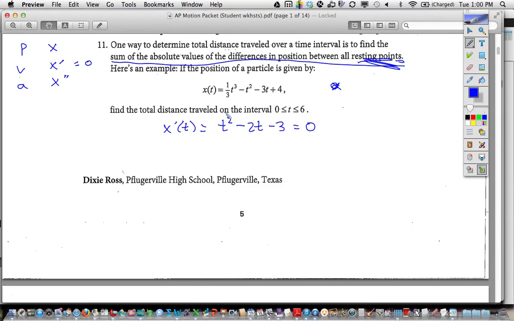Now, this might not have been the first thing some of you did. Some of you might have done some other things first. The order we do things here probably doesn't matter. All right, and this looks like an easy old factoring kind of thing: t minus 3 and t plus 1 equals 0, so t is 3 and negative 1. Negative 1 I could cross out because we're talking about t being from 0 to 6, so we're not worried about that. Right?